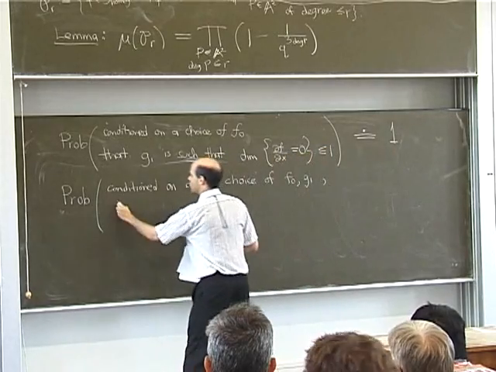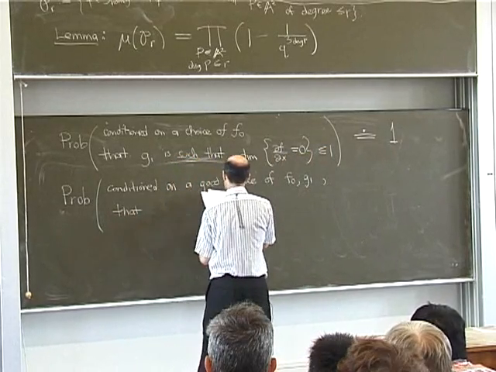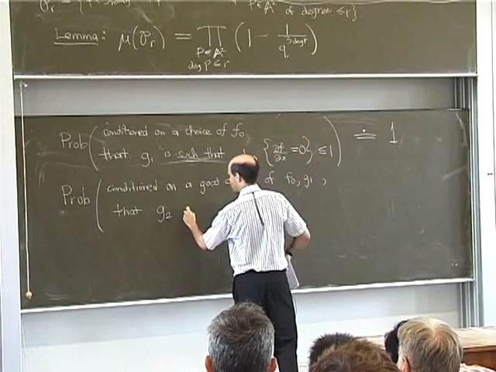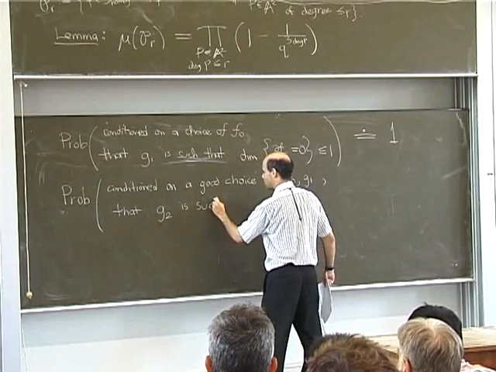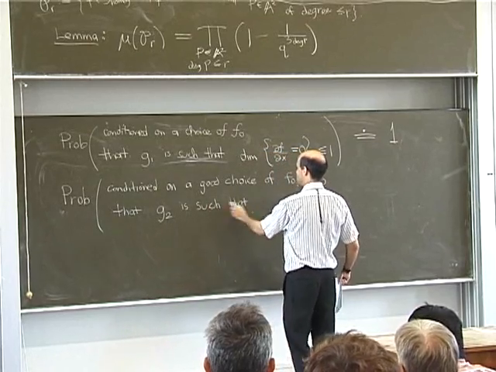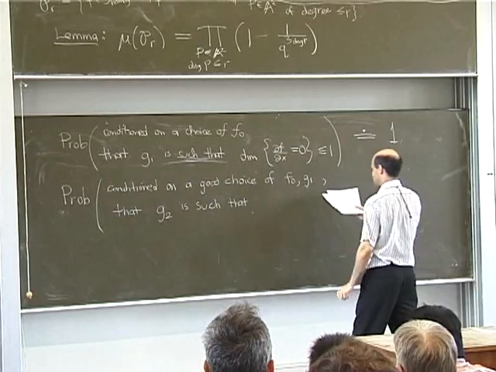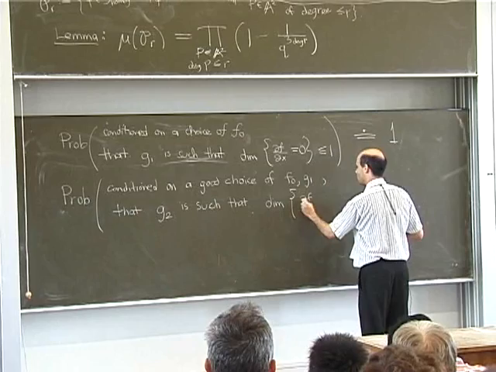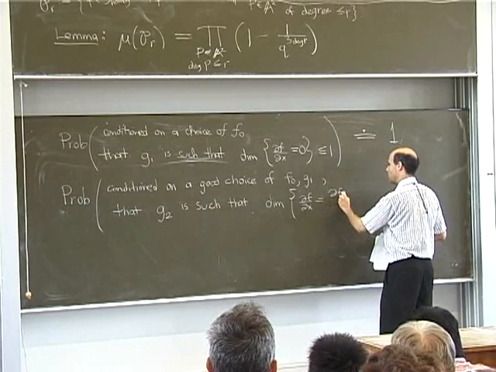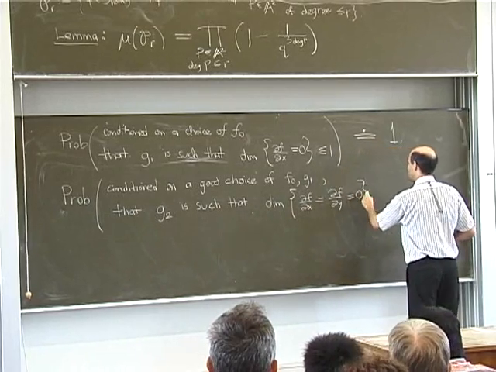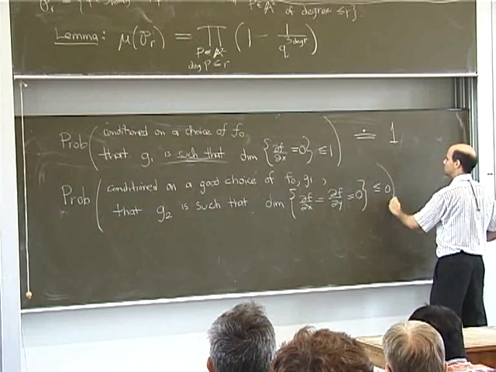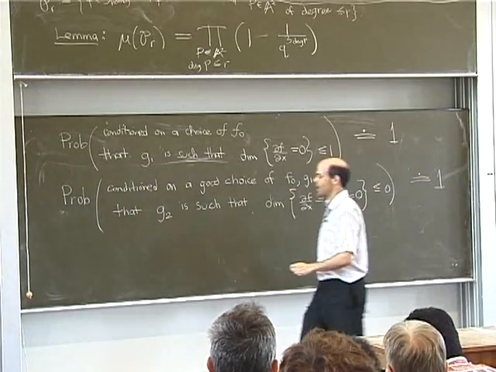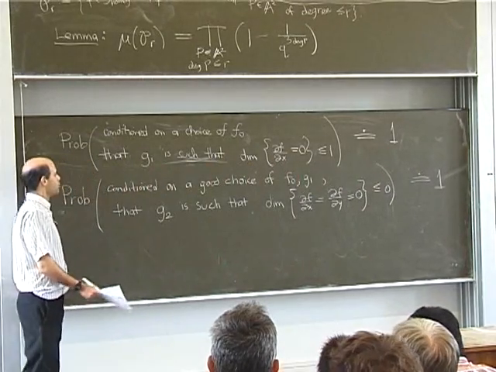What's the probability that when I put in the next condition, I get something that's at most zero dimensional? That g2 is such that, so I'm going to put in the derivative with respect to y, which depends now only on g2 because these are fixed. So what's the probability that this dimension is at most zero? So I again want to claim that this is approximately one.